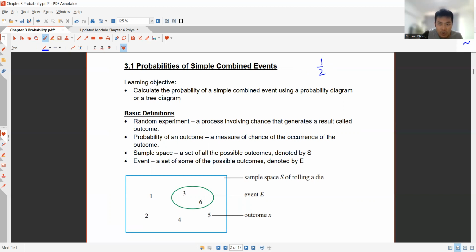Okay, so in this one, why we have the word combined is because you are going to see, let's say you are asked to throw 2 dice at the same time, what will be the possible outcomes?